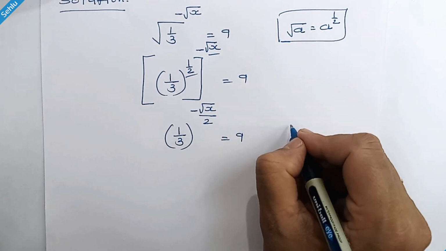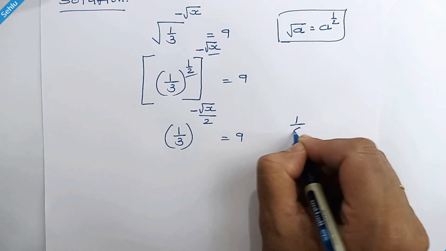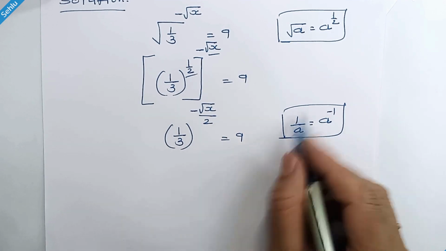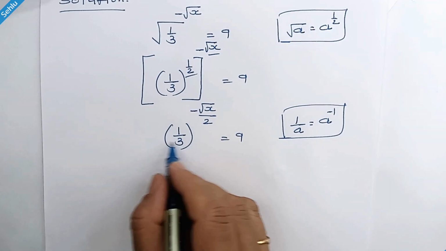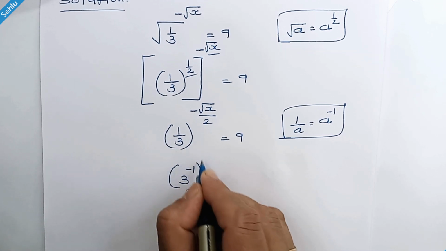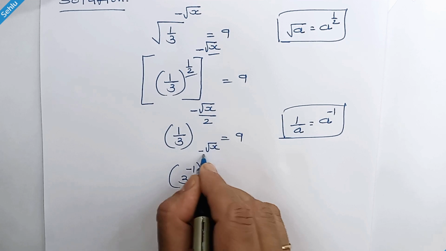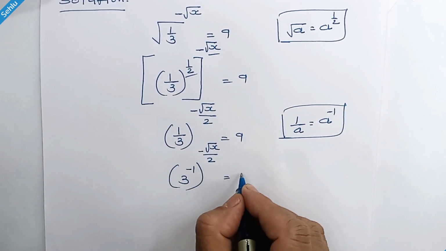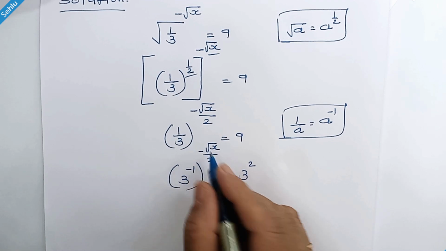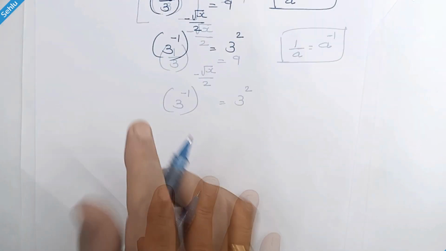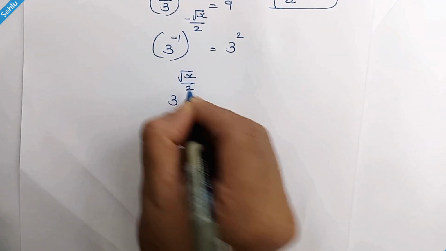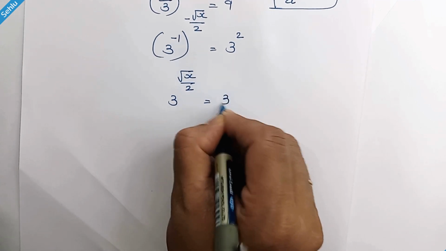Now let's refer to a rule. When we have 1 over a, it can be written as a to the power negative 1. So according to this, 1 over 3 can be written as 3 to the power negative 1. And 9 is 3 squared. Now these two can be multiplied, so negative will be positive. So it will be 3 to the power square root of x over 2 is equal to 3 squared.